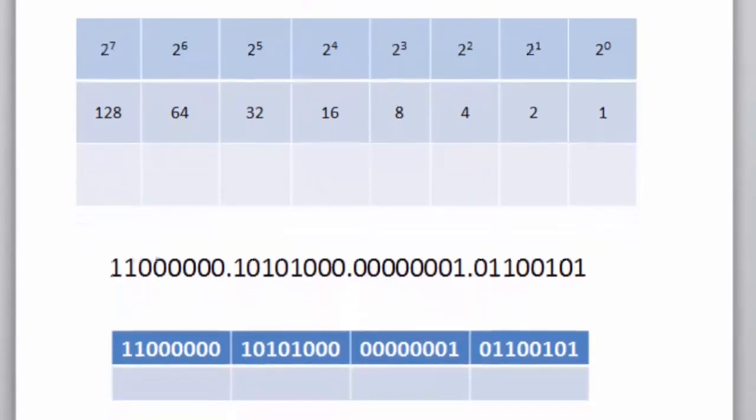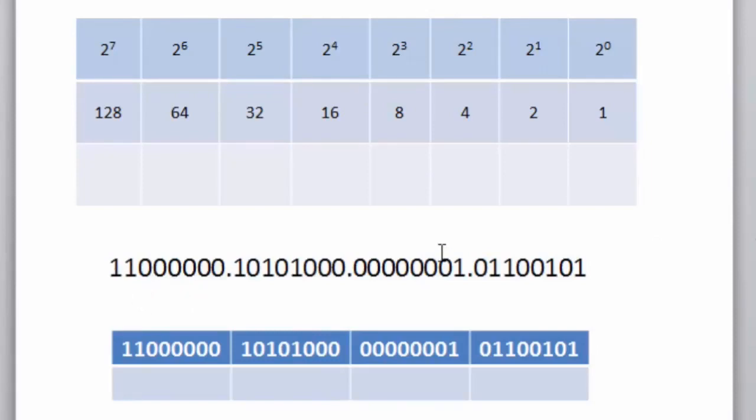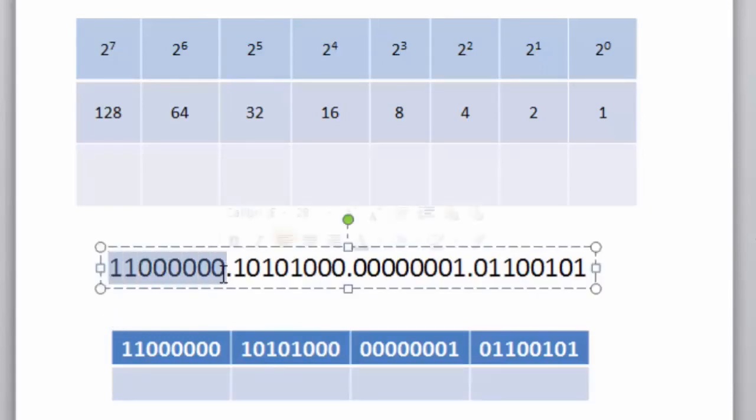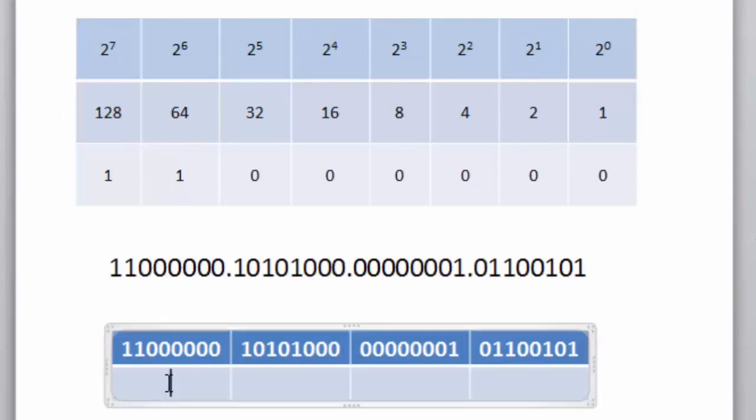Now let's look at a full IP address in binary. I'll go to my next slide. And you can see in this next slide, I now have a 32-bit IP address, 4 octets, or 32 bits total. If I want to convert this binary IP address to decimal, all I need to do is count up each individual octet. Let's start with the first one right here. We can see that 1, 1, 0, 0, 0, 0, 0, 0. 128 plus 64 is 192.